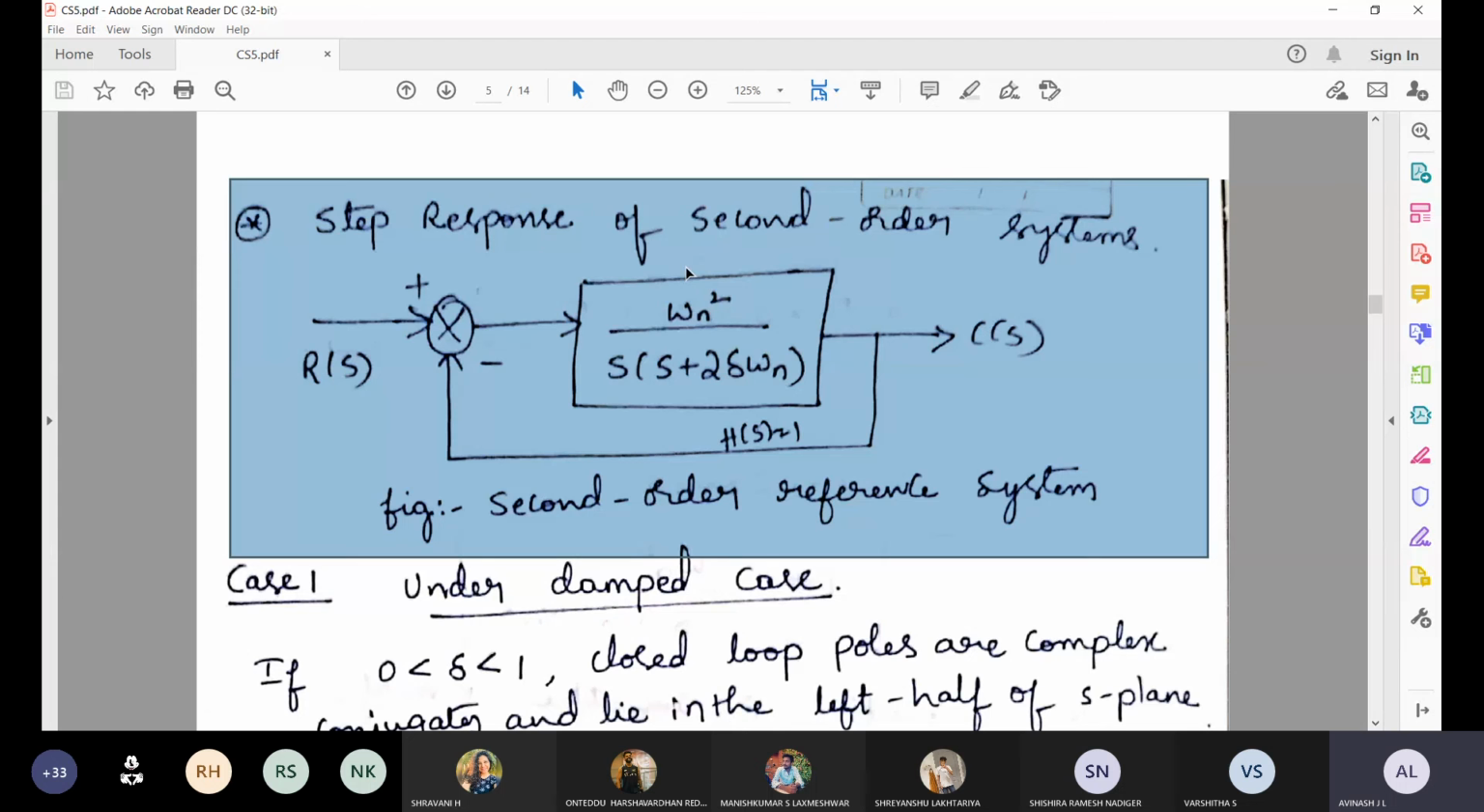Tomorrow's class we can start with case number 1, the underdamped case. The other 2 cases we are not going to solve; I will just brief them. Those are not important and will not be asked in the exam also. Only the underdamped case they will be asking, and we are solving the numericals based on this underdamped case only.